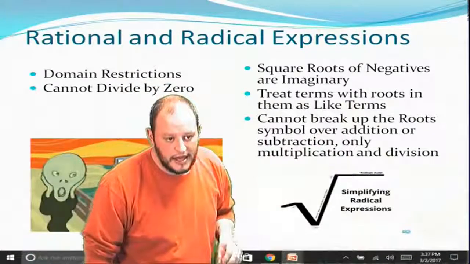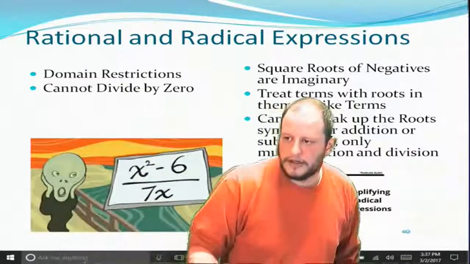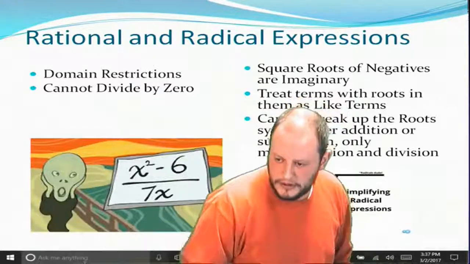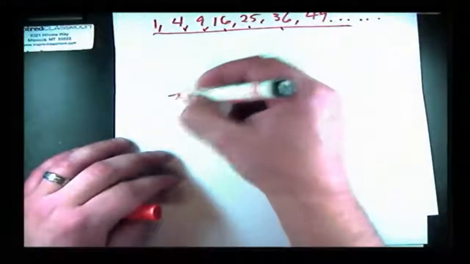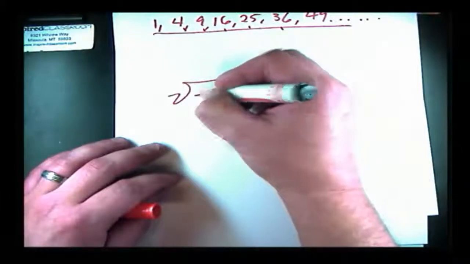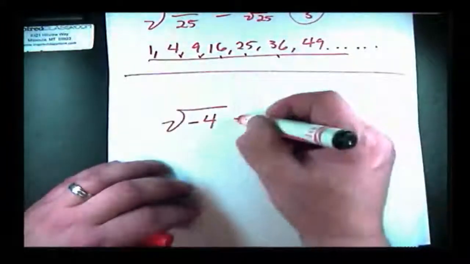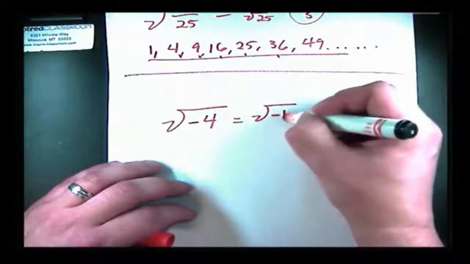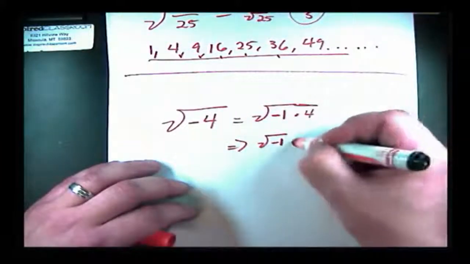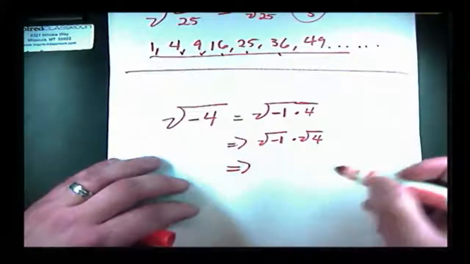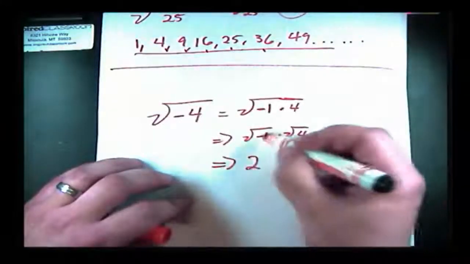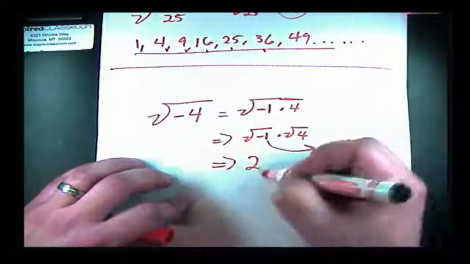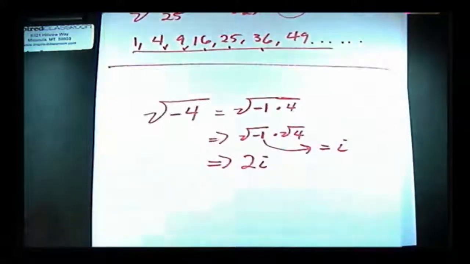So you may see problems where you may have the square root of -4. Well, because we're allowed to break this up over multiplication, we have the square root of -1 times 4. That equals -4. So that implies that we have the square root of -1 times the square root of 4. The square root of 4 is 2, and this guy is equal to I. So 2I is equal to the square root of -4.